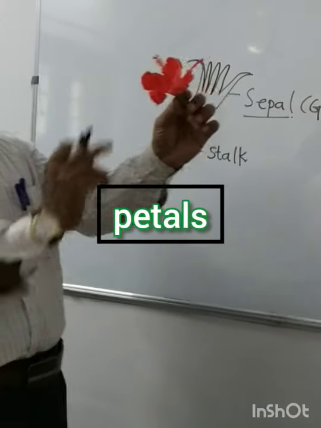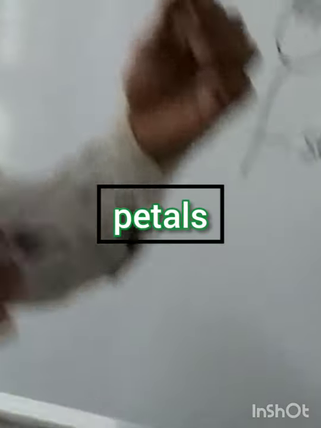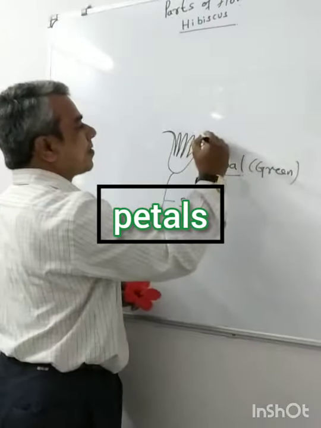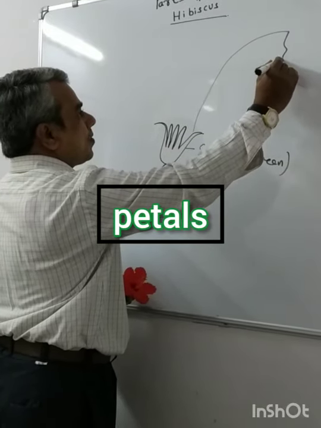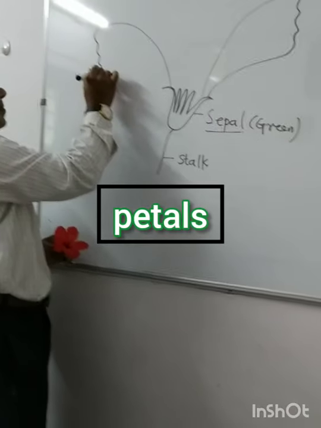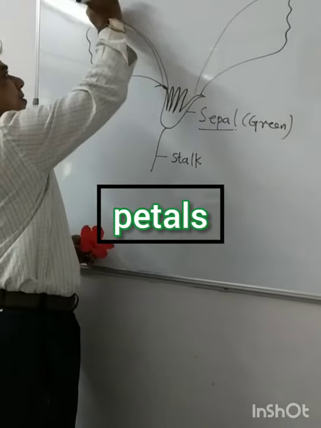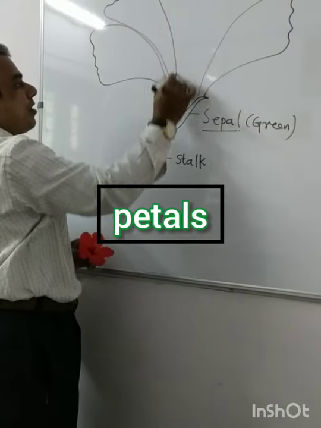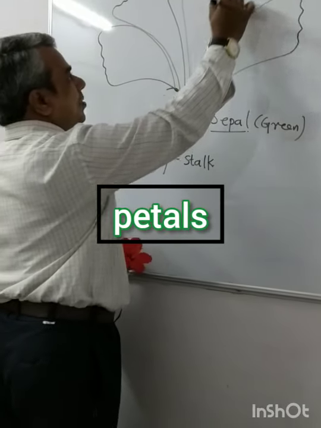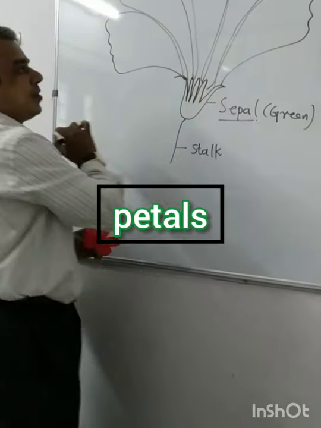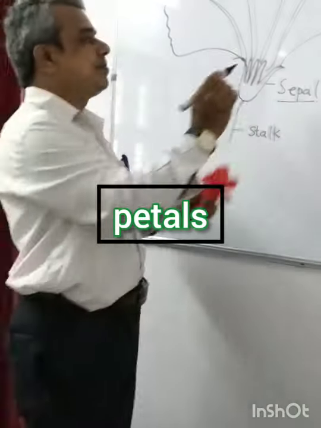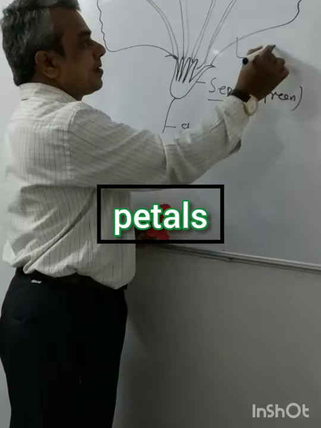So how many petals are there? 1, 2, 3, 4, 5 petals. Bright color petals. I will draw these petals here, like 1, 2, 3, 4. One more I will do. So this bright color part of the flower which is held by the sepal is called a petal.